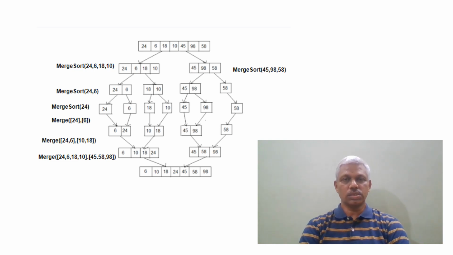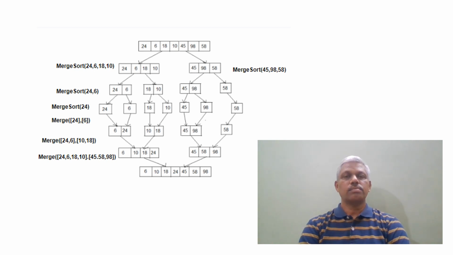6 being the least, 6 is copied into the new array. Next is 24, copied into the second location of the subarray. So this merge part of 24, 6 is complete. Thereby completes the merge sort on the left subarray of 24, 6, 18, 10. Then the control goes to the right subarray, merge sort on the right subarray 18, 10.